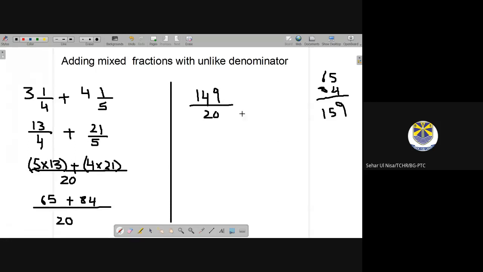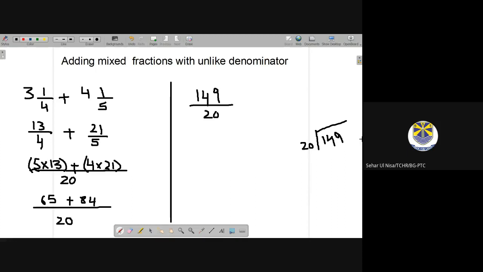We have to convert it into a mixed fraction. If the question is just like this, adding mixed fractions with unlike denominators, then this answer is perfect. But if the examiner says in the question that you have to convert your answer back into a mixed fraction, then you will put this 149 inside and you are going to use this 20, and you will check. 14 is smaller, so you have to take 149 as it is.